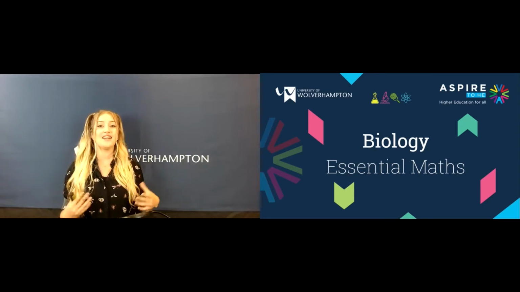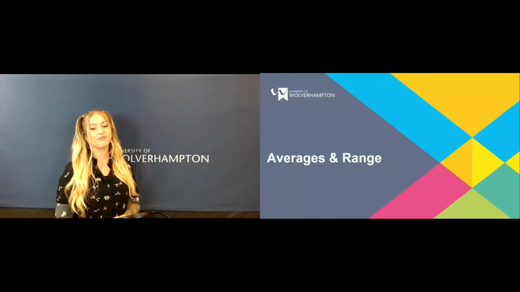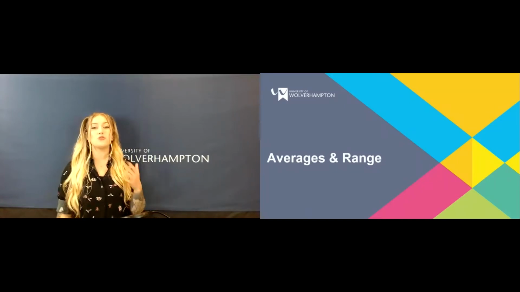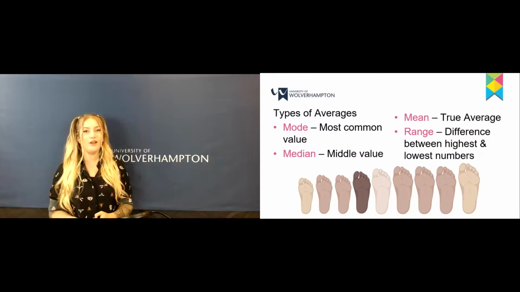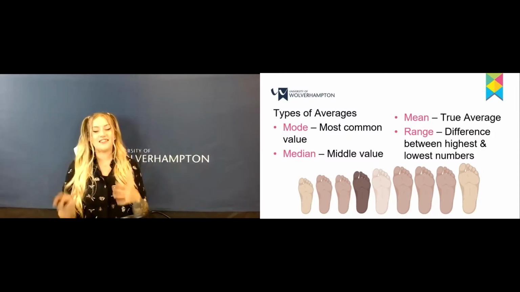And today, in this session, we'll be going over some essential maths skills that you'll need in your further education for biology, whether this be A-levels or BTECs. And we're going to start off by just recapping averages and ranges. So this should spark a few cogs in your brain going back to your GCSEs.